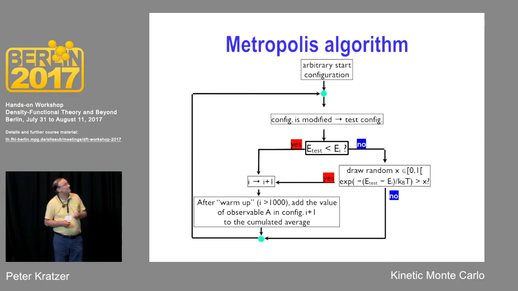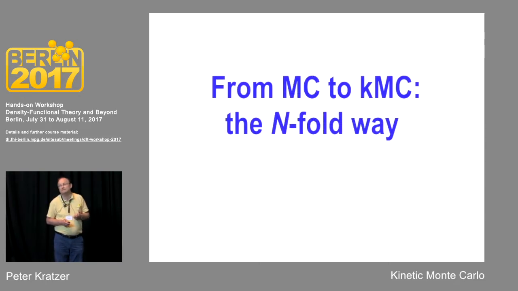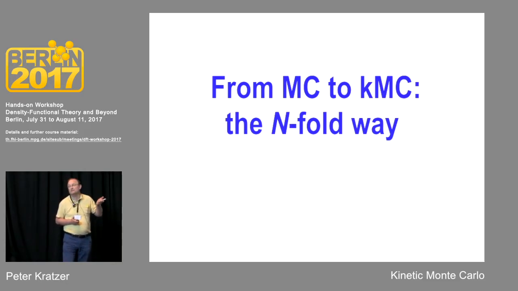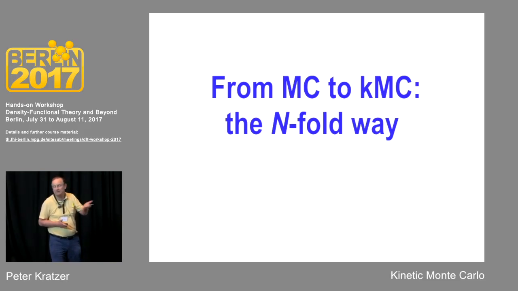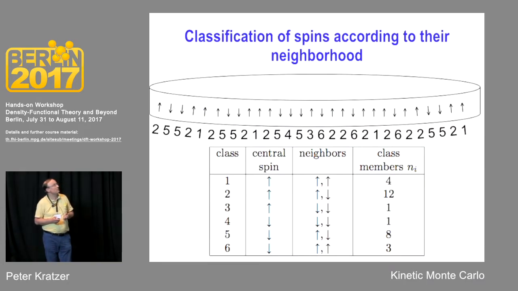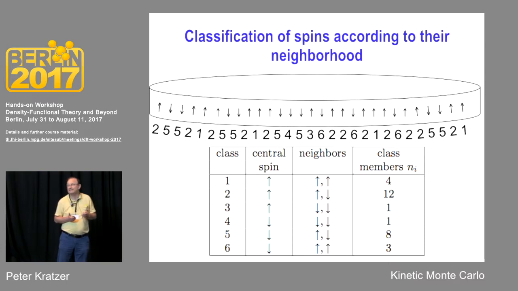Now here you always have to reject sometimes, and people don't like to reject. It could be a waste of time. And therefore there are alternative algorithms, the so-called n-fold way. So I explain to you what the n-fold way is, and this will also bring us from Monte Carlo to kinetic Monte Carlo. So we will see that time can come into play in this way. First of all, how can you avoid rejecting?